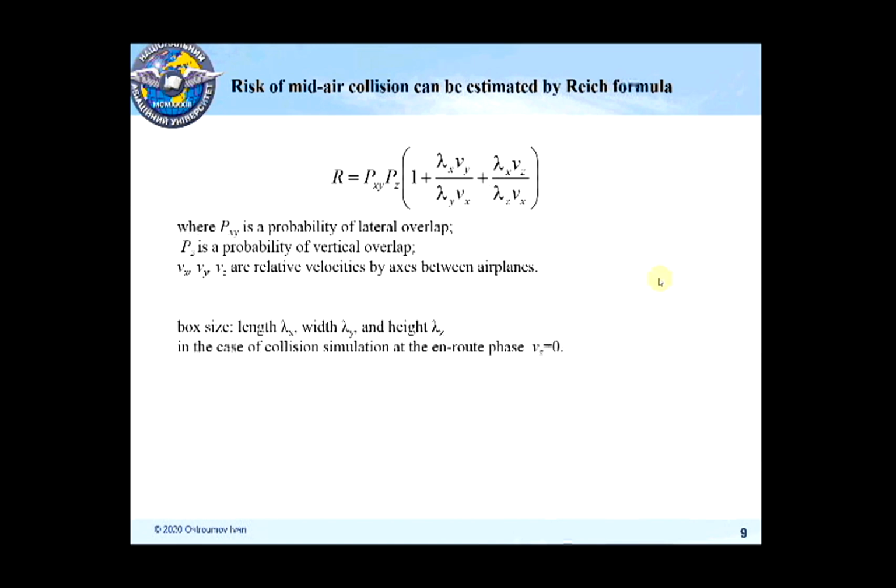According to ICAO documents, the most useful formula by which we can estimate risk as a probability value of unintentional mid-air collision can be represented on this slide as the following. This formula is called the Reich formula, because it was first developed by Professor Reich. In this formula we use two probabilities: the probability of horizontal overlap of two airplanes and of vertical overlap. And here we have dimensions and speeds across these sides of dimensions.